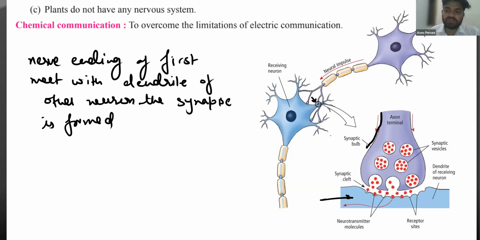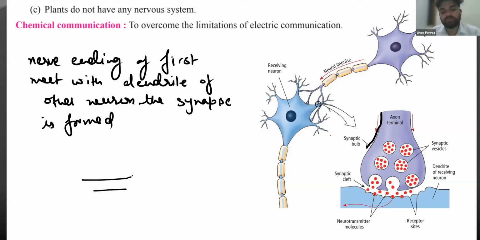So there is a special chemical between these junctions, or we can simply say acetylcholine or neurotransmitter. This is a chemical that is called acetylcholine, or neurotransmitter, that is present between the ends of two neurons. You can see this one.